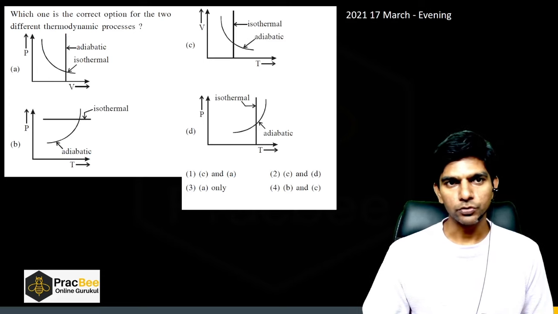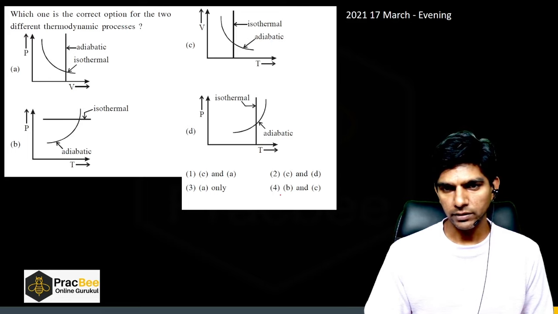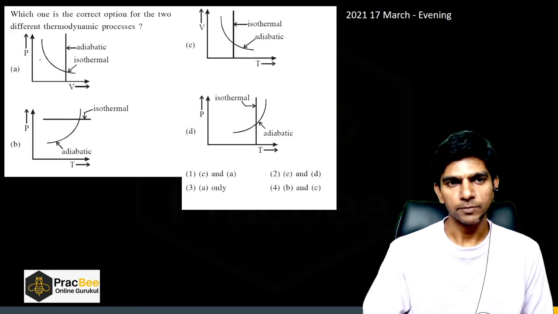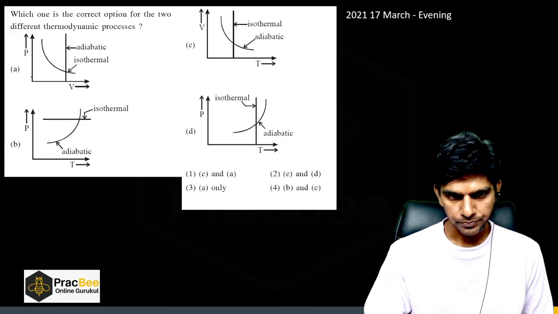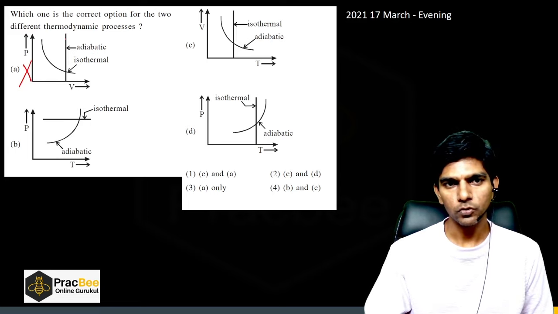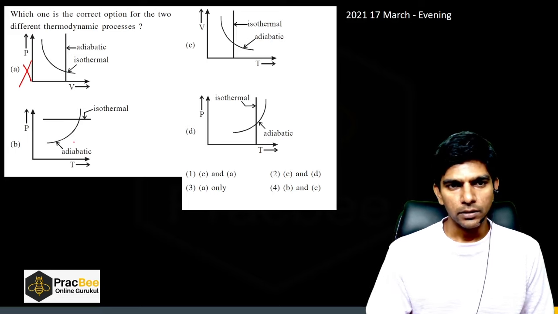Okay, let us see one more question. Which one is the correct option for the two different thermodynamic processes? If you look at the options, more than one graph may be correct, so let us use elimination. In option A, we have an adiabatic process in which the volume is constant, so option A is incorrect. In option B, we have constant pressure for an isothermal process, so again it is incorrect.